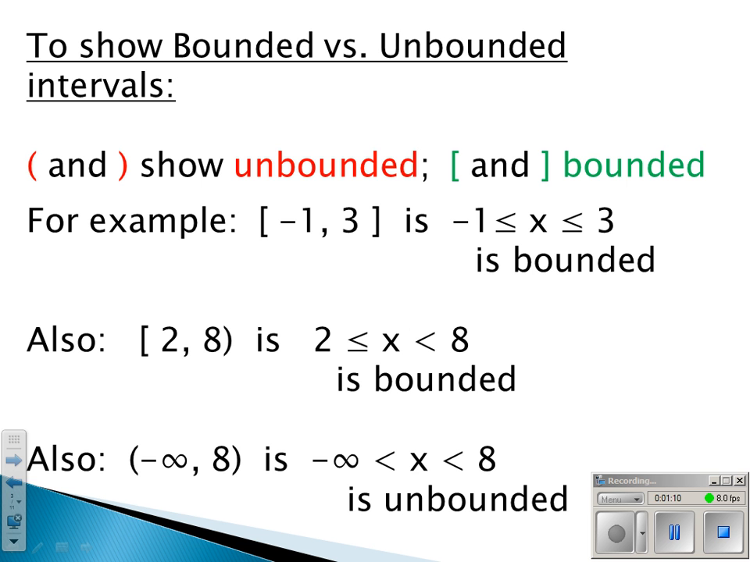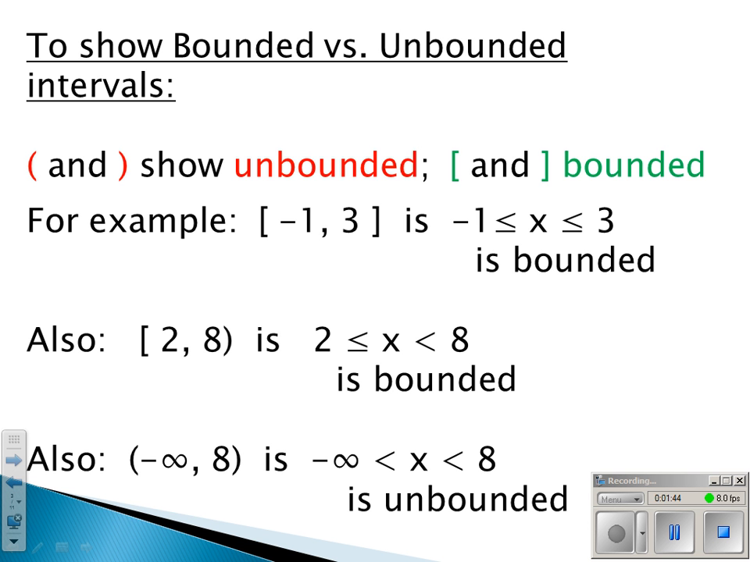If we have squared off brackets for negative 1 comma 3, that would be telling us that negative 1 is less than or equal to x is less than or equal to 3. There's both a beginning and a definite end to that interval, so that is bounded. The second one I put up there, 2 comma 8, notice that there's a hard bracket or a squared off bracket on 2 and a rounded one at 8. So that means 2 is less than or equal to x is less than 8. Again, this is a bounded interval because all of our solutions land between those two numbers.